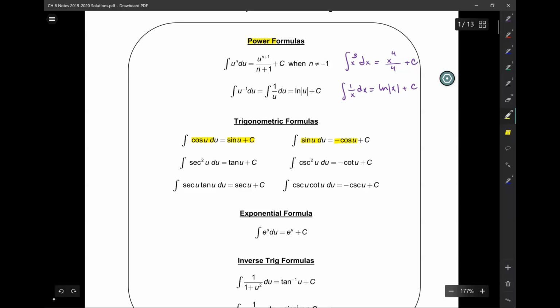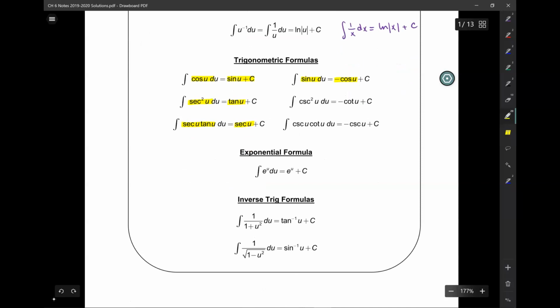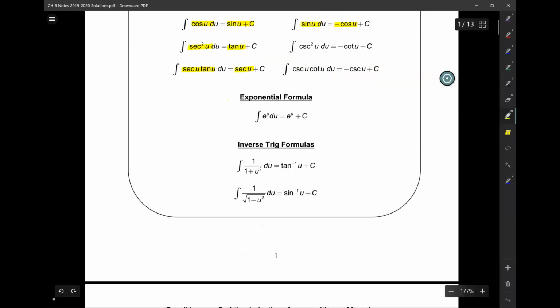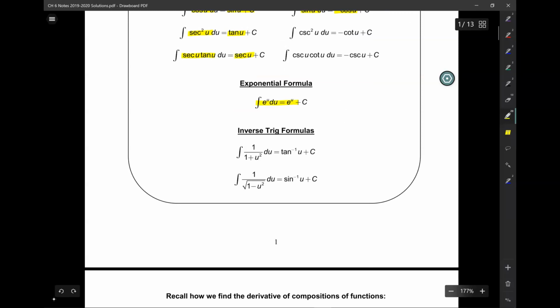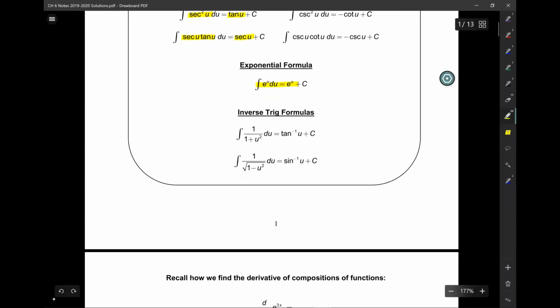Okay, next we have the integral of secant squared is tangent. Secant tangent is secant. These are the ones that show up 99% of the time. Does that mean you don't need to know the other two? Absolutely not. You have these two, secant and secant tangent, and they follow the same pattern for the cosecant except with the negative. All right. Another favorite, integral of e to the u is e to the u plus c.